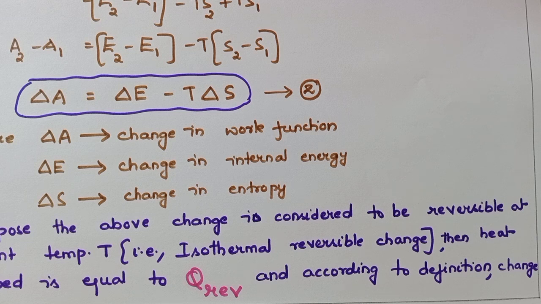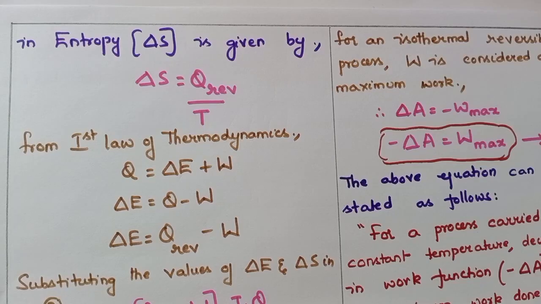Change in entropy, delta S, is given by, write down, delta S is equal to Q reversible by T. What is Q reversible? The amount of heat absorbed when the change is considered to be reversible at constant temperature. So according to definition, change in entropy, delta S is given by Q reversible by T.